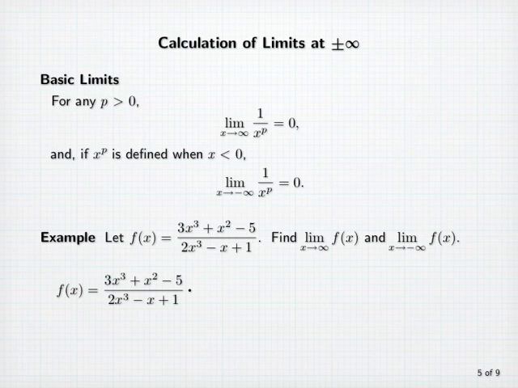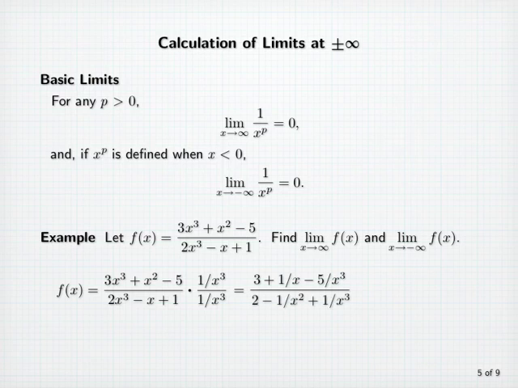We'll first multiply the numerator and denominator of our fraction by 1 over x cubed. The numerator then becomes 3 plus 1 over x minus 5 over x cubed, divided by 2 minus 1 over x squared plus 1 over x cubed. Now we notice that each of the reciprocal powers of x in our expression approaches 0 as x approaches infinity or minus infinity. Consequently, the limit as x goes to either plus or minus infinity of f of x is equal to 3/2.